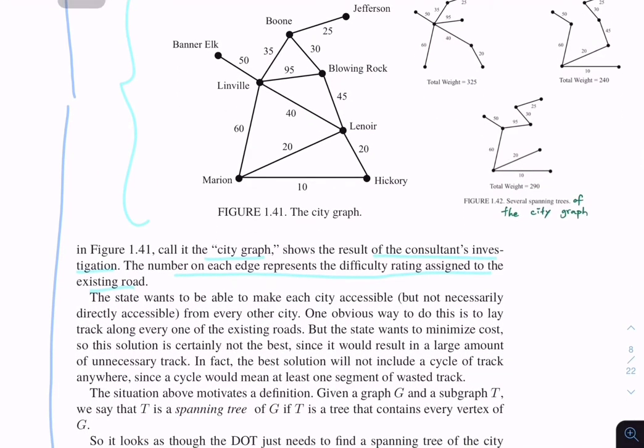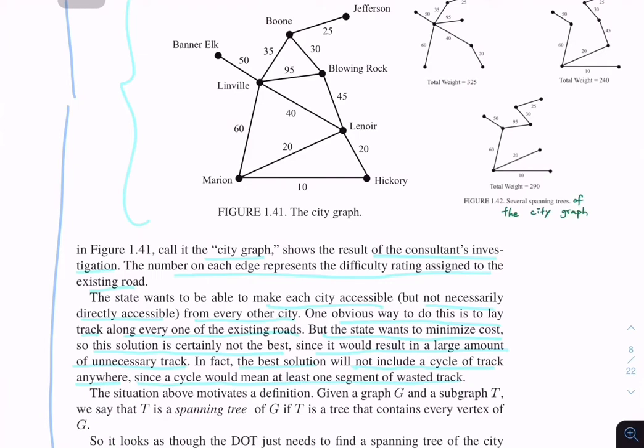We want to be able to make each city accessible, but not necessarily directly accessible from every other city. One obvious way to do this is to lay track along every one of the existing roads. But we want to minimize costs, so this solution is certainly not the best, since it would result in a large amount of unnecessary track. In fact, the best solution will not include a cycle of track anywhere, since a cycle would mean at least one segment of wasted track.